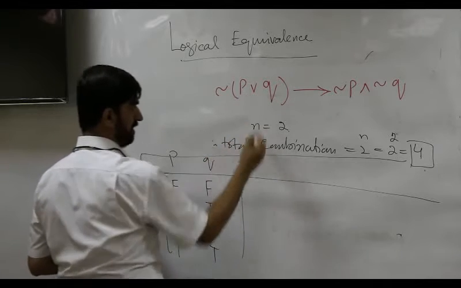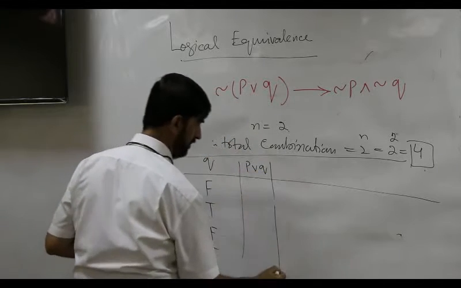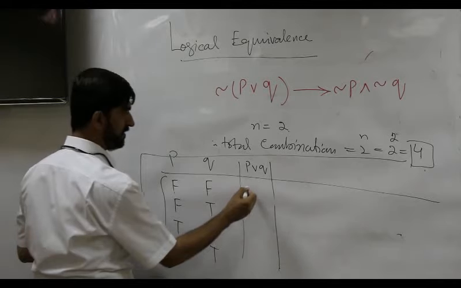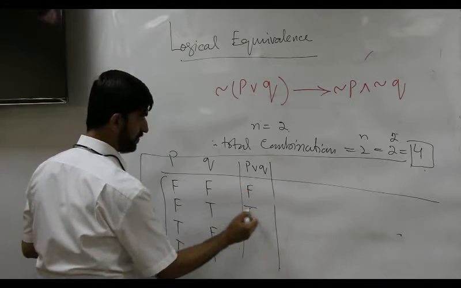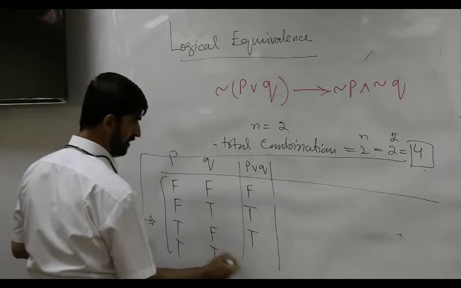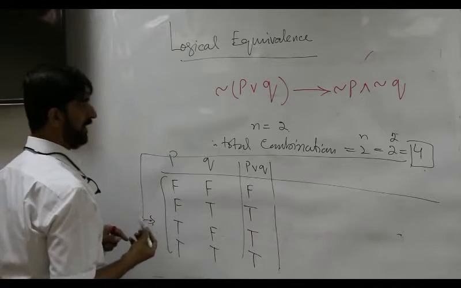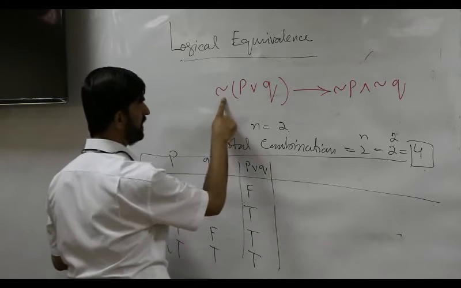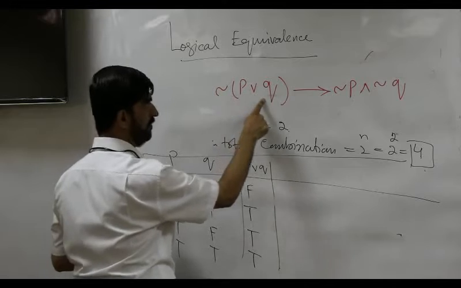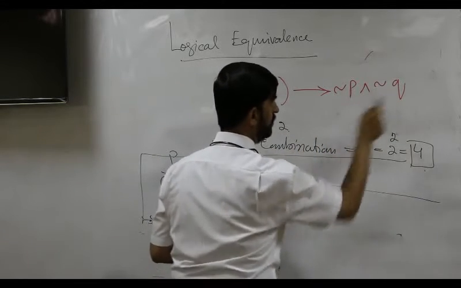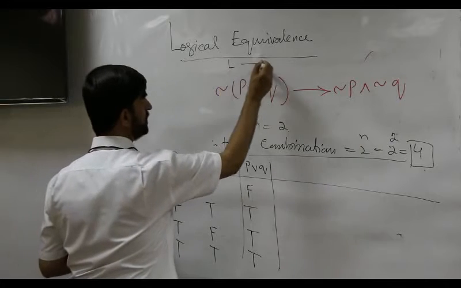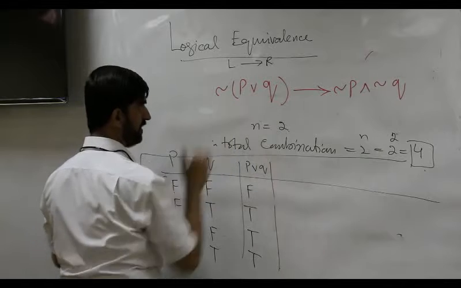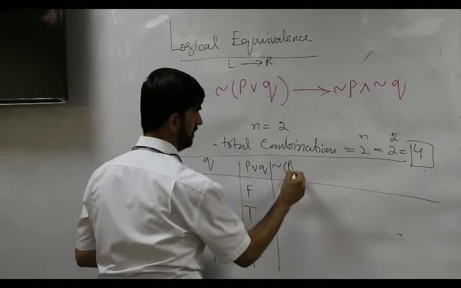Now, first of all, we will solve the parentheses, P or Q. What are the rules for disjunction? False or false is false. False or true is true. True or false, true. True or true, true. The next priority will be for negation. We have 3 negations: not (P or Q), not P, not Q. So, from left to right, we will assign the priority. First of all, we will solve this negation, not (P or Q).